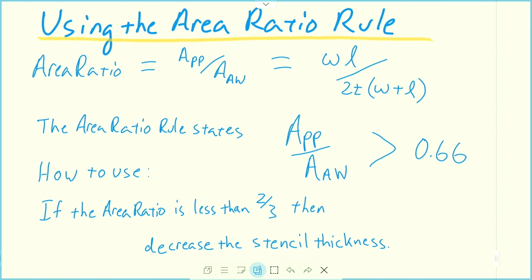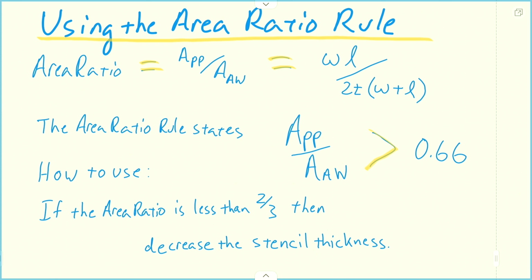How do we use the area ratio rule? The area ratio is equal to the area of the printed pad divided by the area of the aperture walls, which in turn is equal to WL divided by 2 times the stencil thickness, T, times (W plus L). The area ratio rule states that the area ratio should be greater than 0.66.